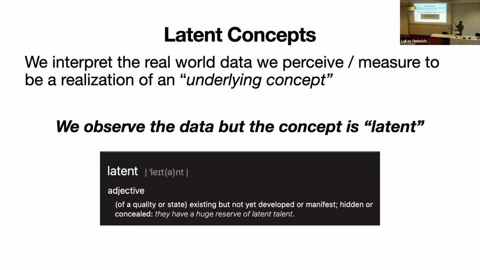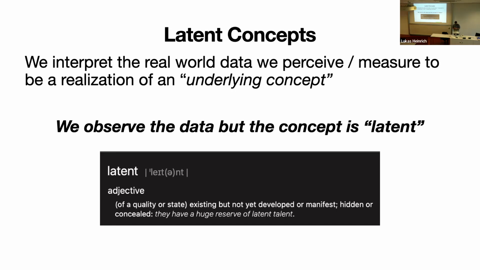Basically, we observe things in the real world, and all the objects that we observe, very often we understand them to be a real world realization of some underlying concept. This maybe goes back to Platonic ideals. There's some concept in your mind that has some characteristics, for example, a human, and all of you are specific realizations of humans. But the concept lives on its own.